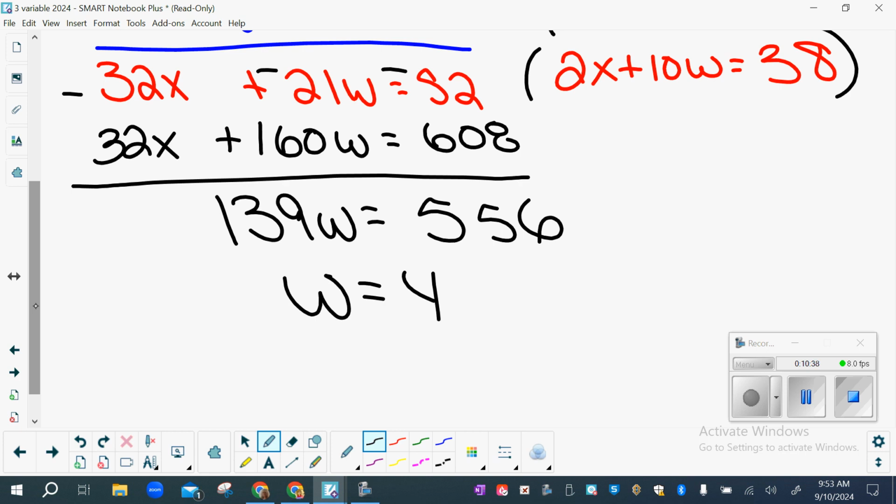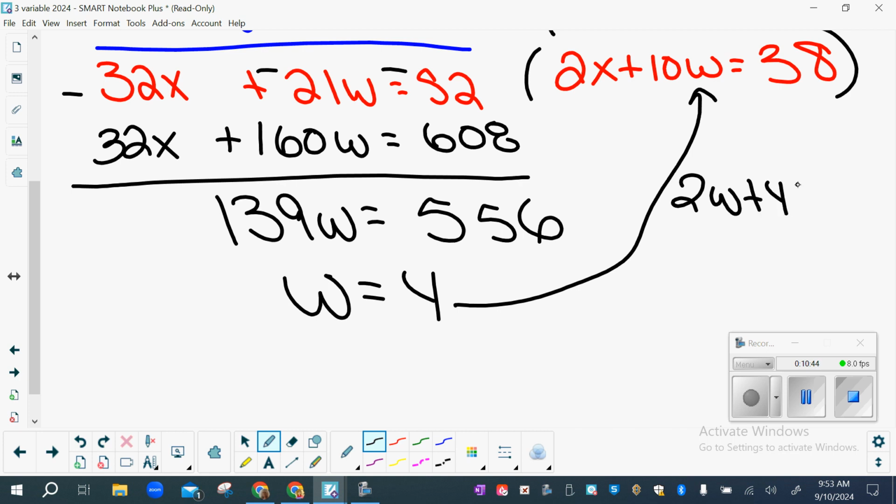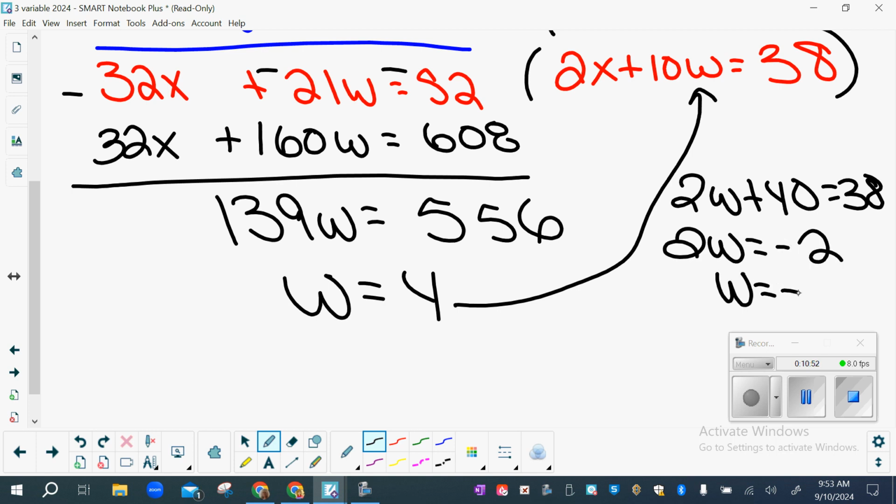I'm doing this guy. 2W plus 40 equals 38. Now I'm going to go to 2W equals -2. W equals -1. I'm so happy. No, that wasn't W. X. I knew that. I was testing you. Phew. X. Here we go. X. Okay, I'm looking pretty good.